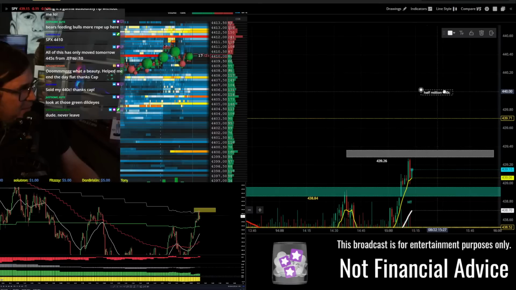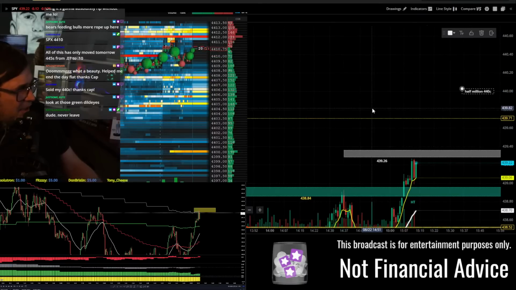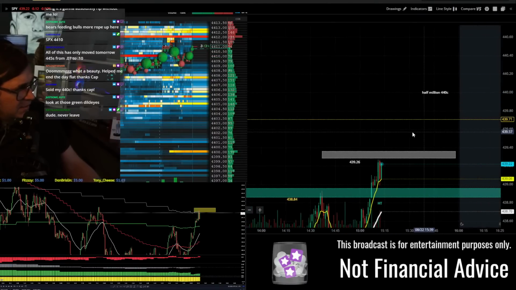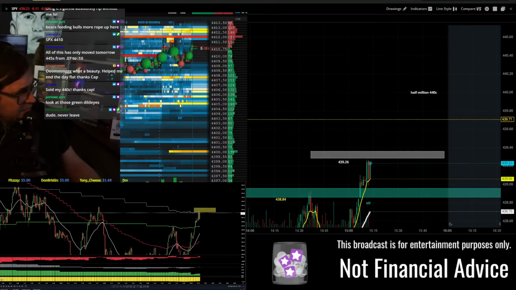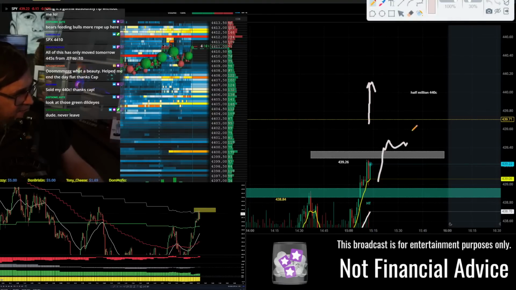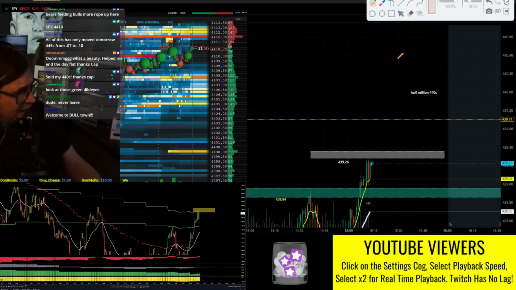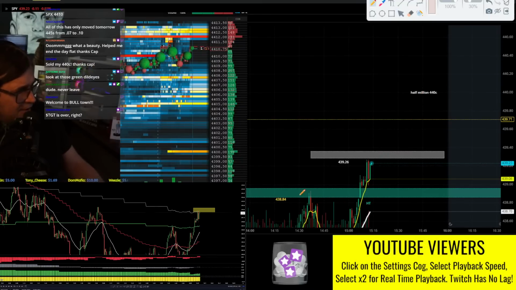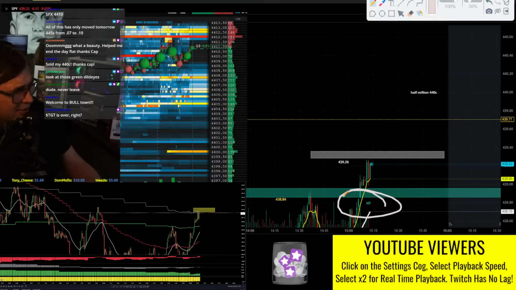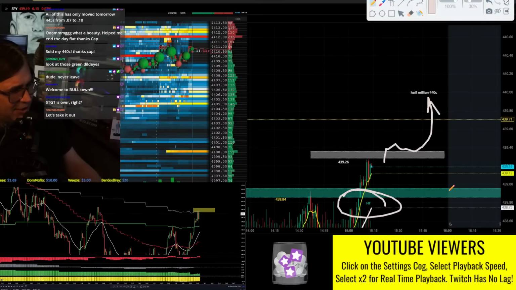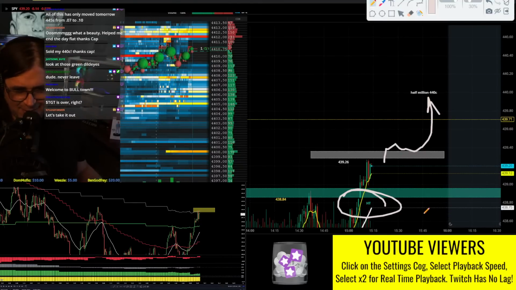Still have this 500 440C above. How close can they get it? Is there a trade right there into the close? Are we above the hourly trigger? Yes, we are. Can we get up there and squeeze it into the bell? Let's find out.